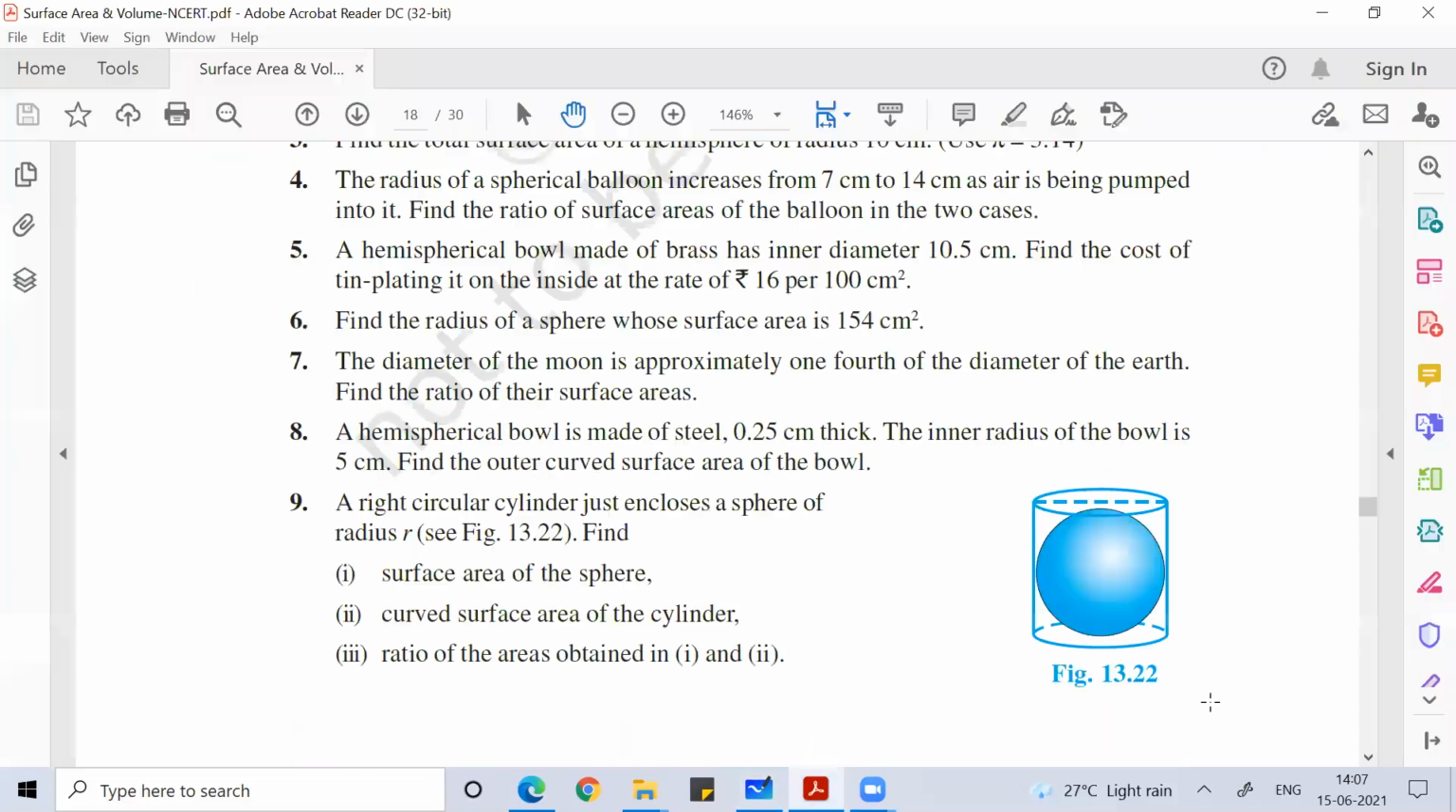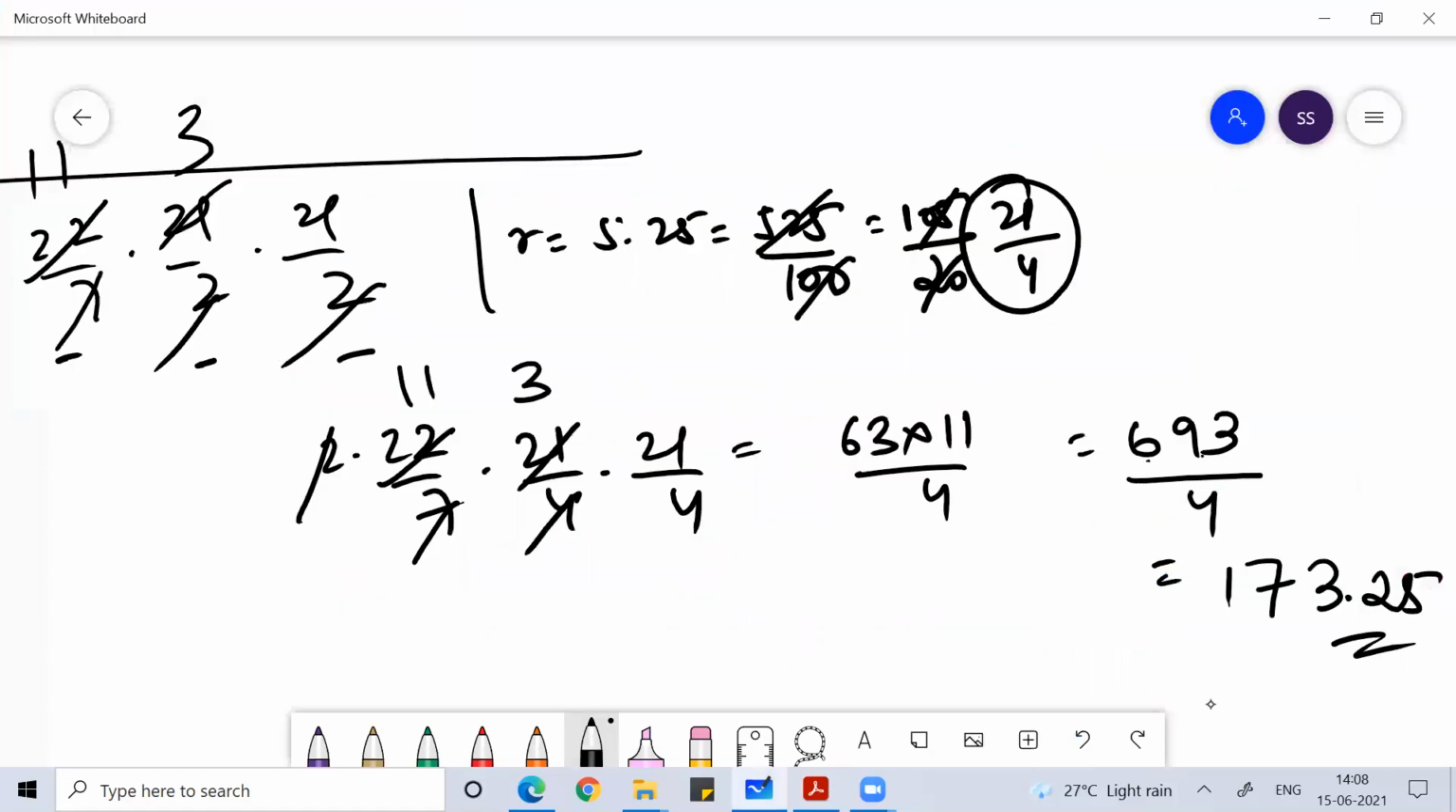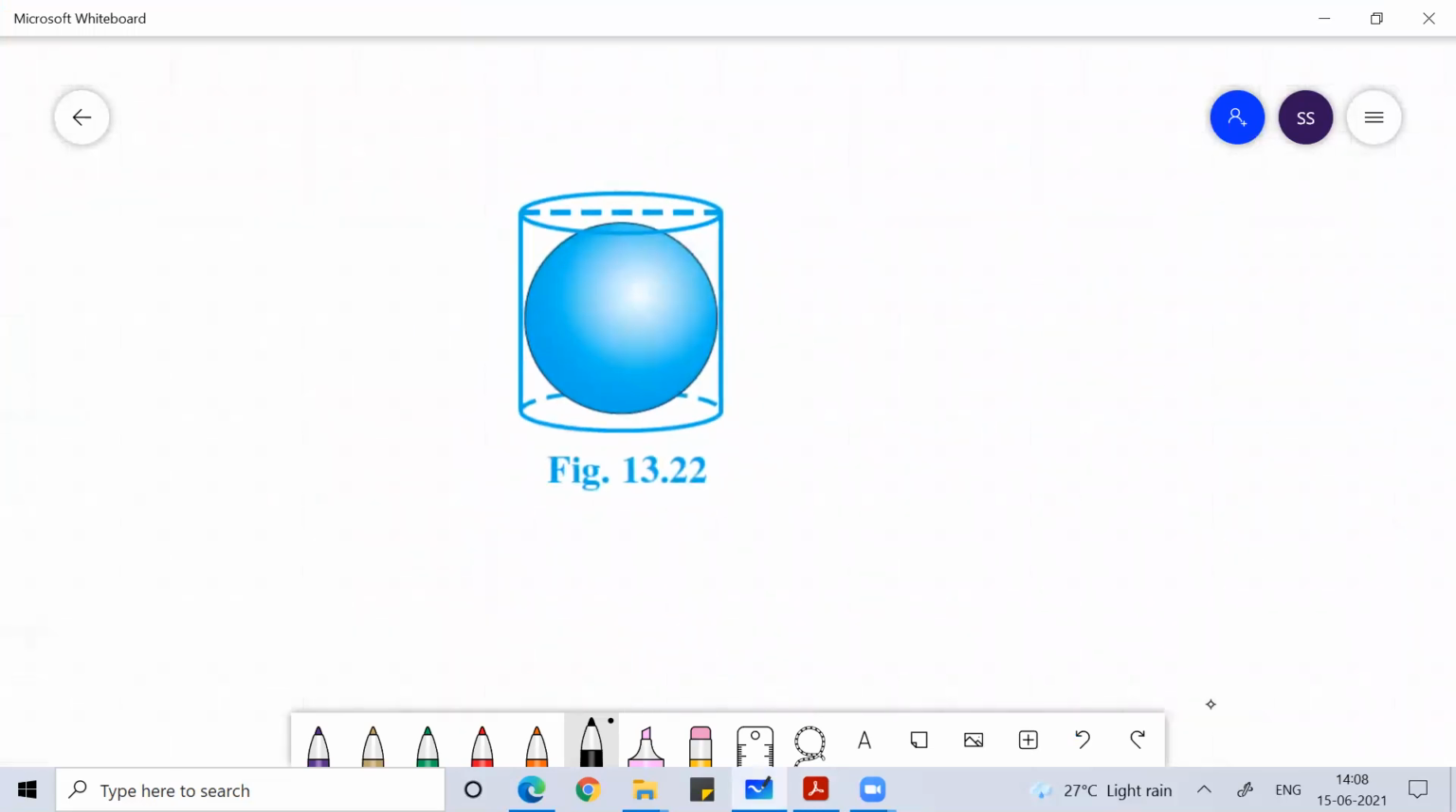ये क्वेश्चन नंबर 9 क्या है? A right circular cylinder just encloses a sphere of radius r. Find the surface area of sphere. तो ये रेडियस r है. तो सिलेंडर का रेडियस r है तो इसका भी रेडियस r ही होगा. Yeah, the sphere also will be r, sir. So the cylinder का रेडियस r है तो स्फीयर का भी रेडियस r होगा. Yes, sir, ये we can understand. So we can understand like this.